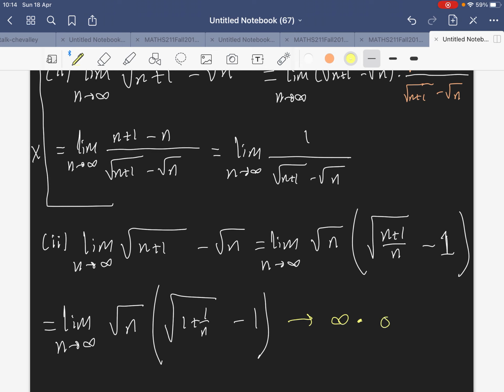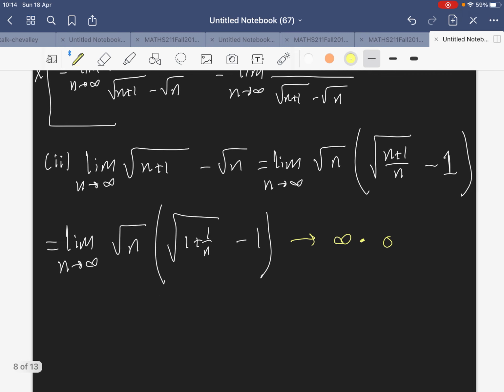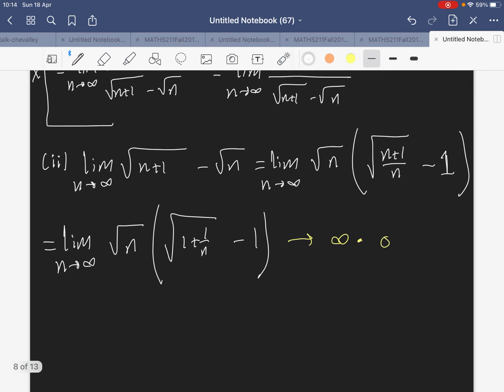Now, infinity times 0, we can also do something for it, if you remember, and we can change it into a numerator and denominator. So we have 1 over square root of n, and here we have square root of 1 plus 1 over n, minus 1. I guess now we can use L'Hopital rule. No problems at all.